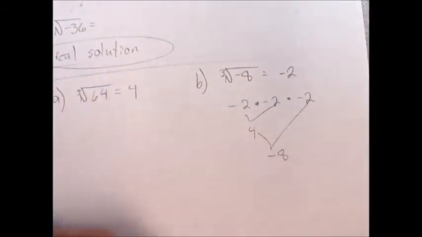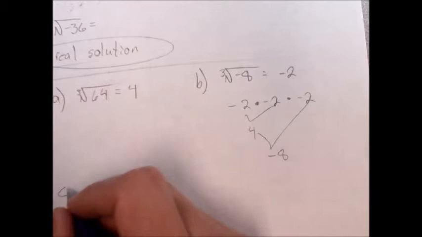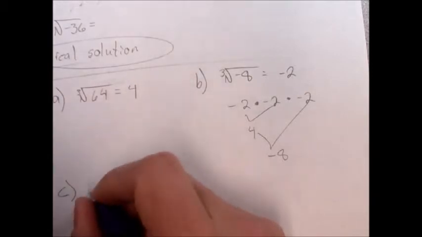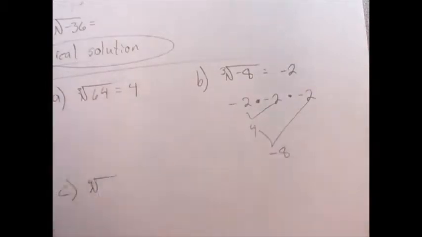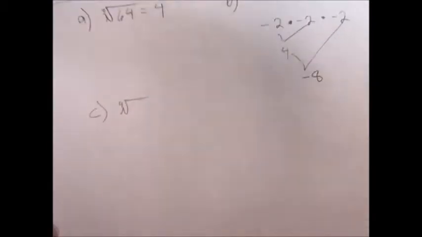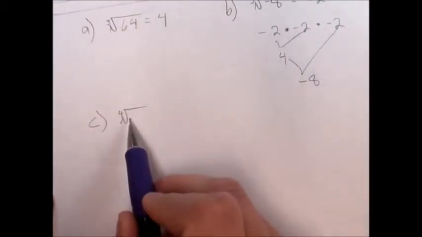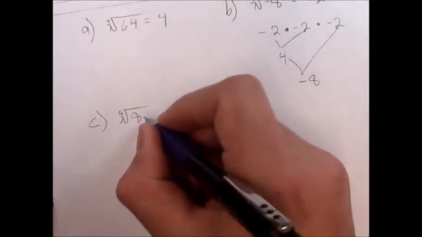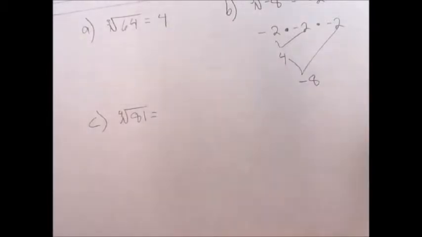Okay, next one. C says, what is the fourth root? So here we go, there's the 4 right there. Again, this is an even root, so we can't have a negative in here. What is the fourth root of 81? So what multiplied by itself 4 times is going to give us 81.